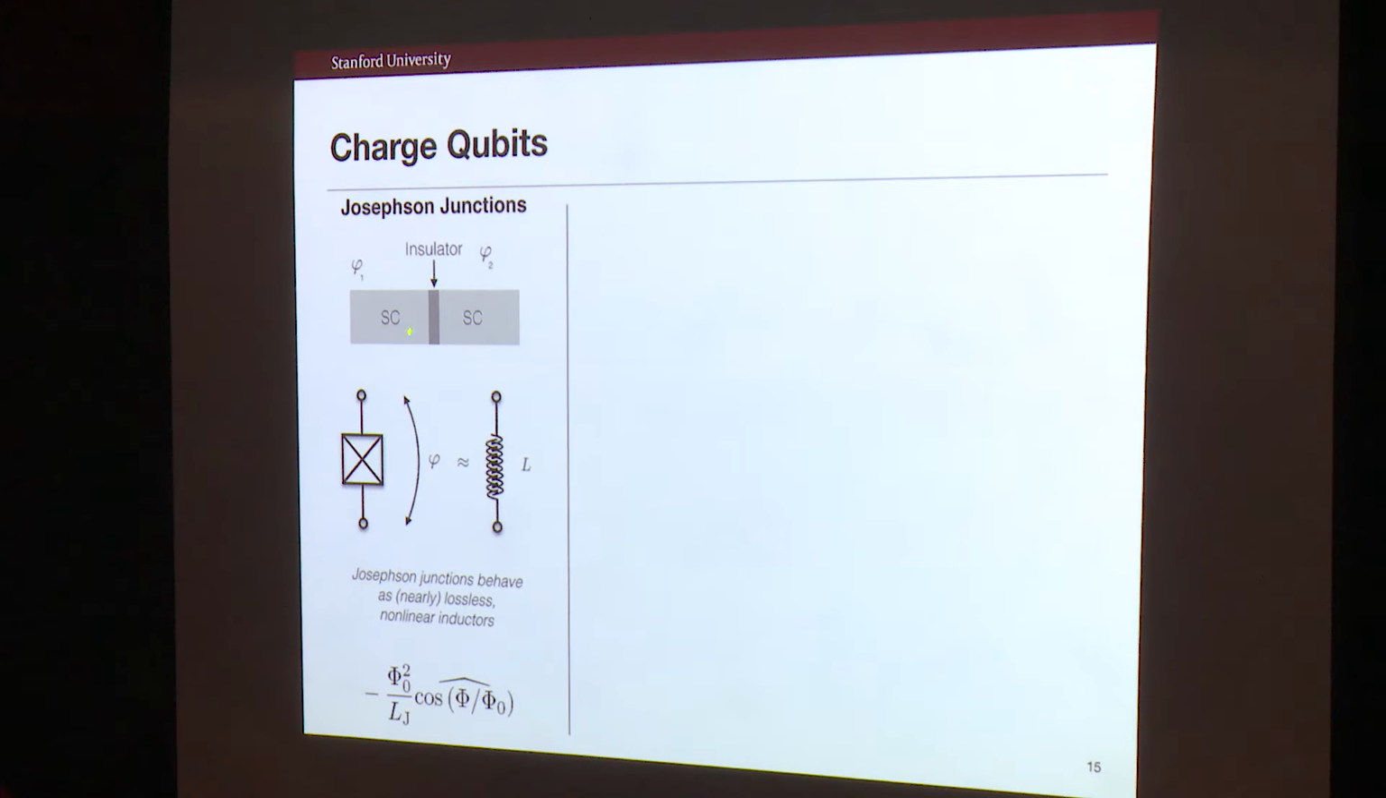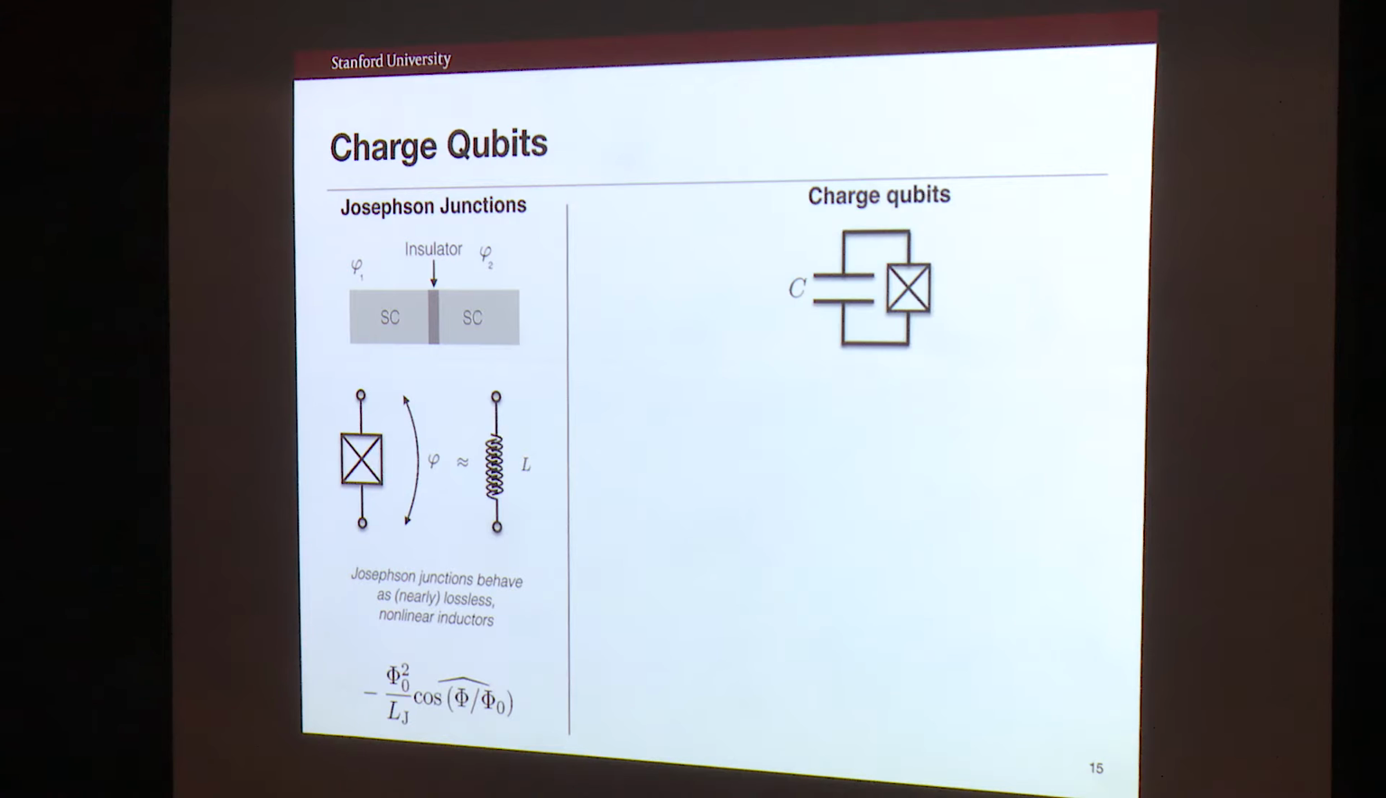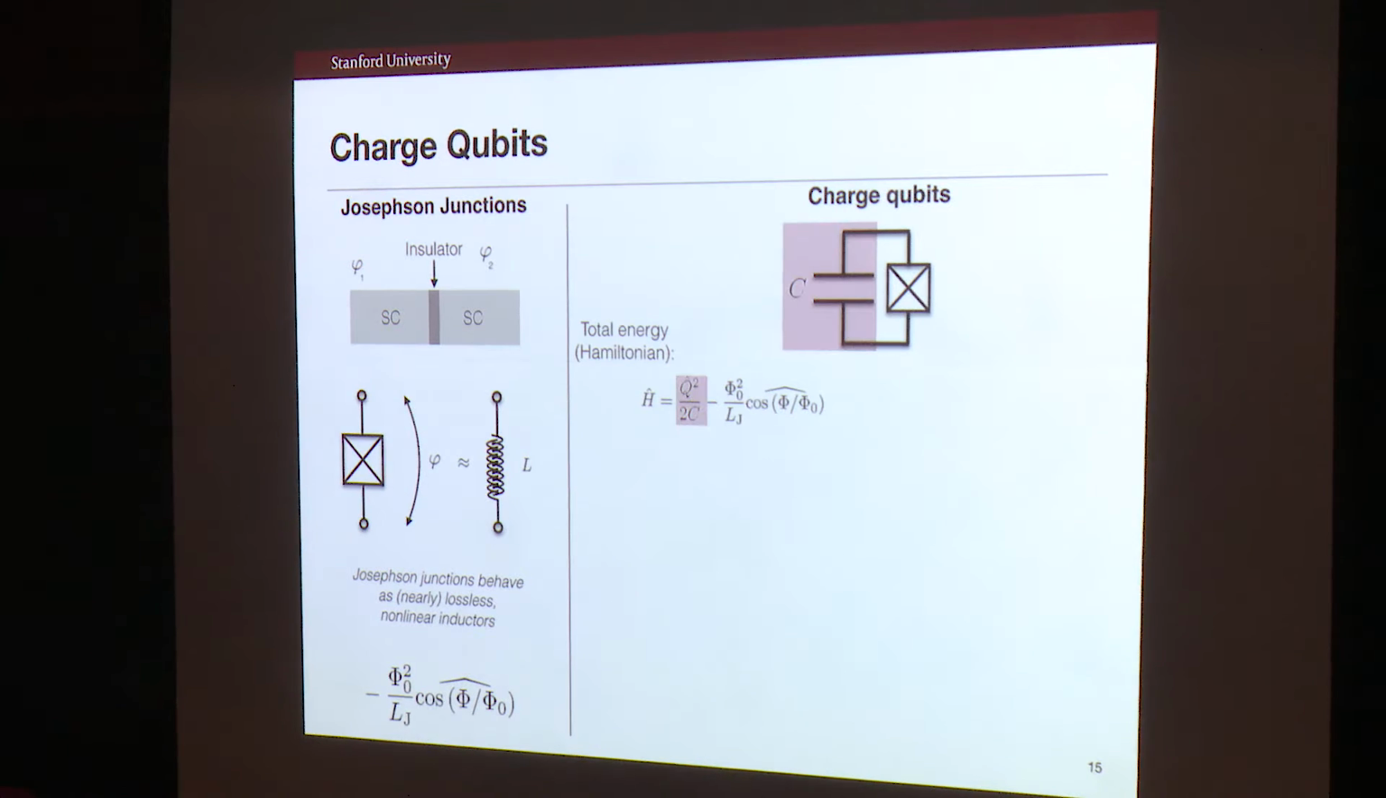And these phases are normally constant across your superconductor, but now that you have an insulator, they can be different, but they want to be close to each other. So this cosine is what forces them to be close to each other. Okay, and then we can basically take this circuit and look at its Hamiltonian.